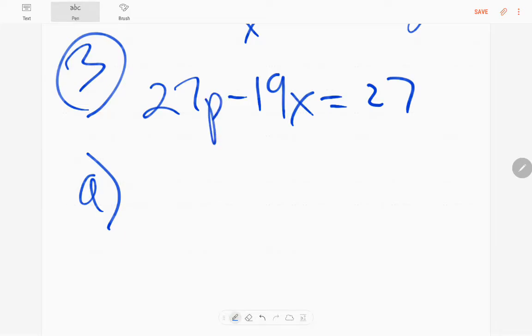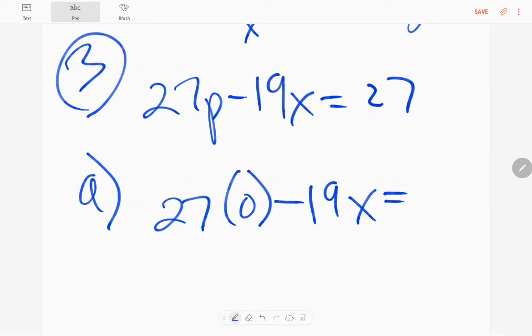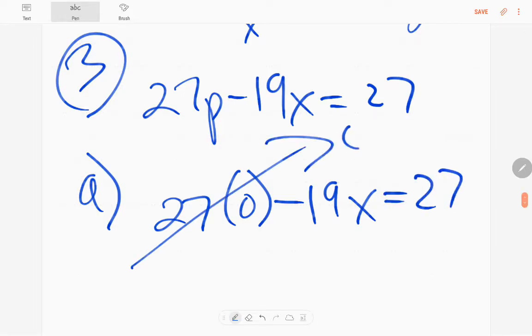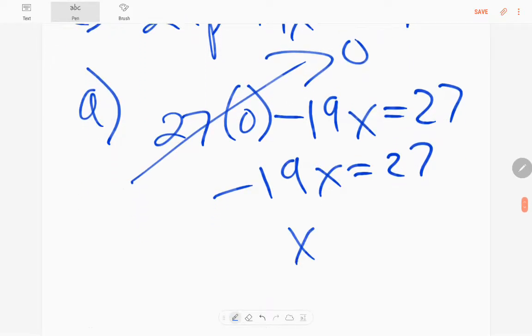But remember, if you're looking for the x-intercept, you set y to 0. But in this case, the p is the y, so I'm going to set p equal to 0. So this whole term will go to 0. And I guess I just need to divide both sides by negative 19.